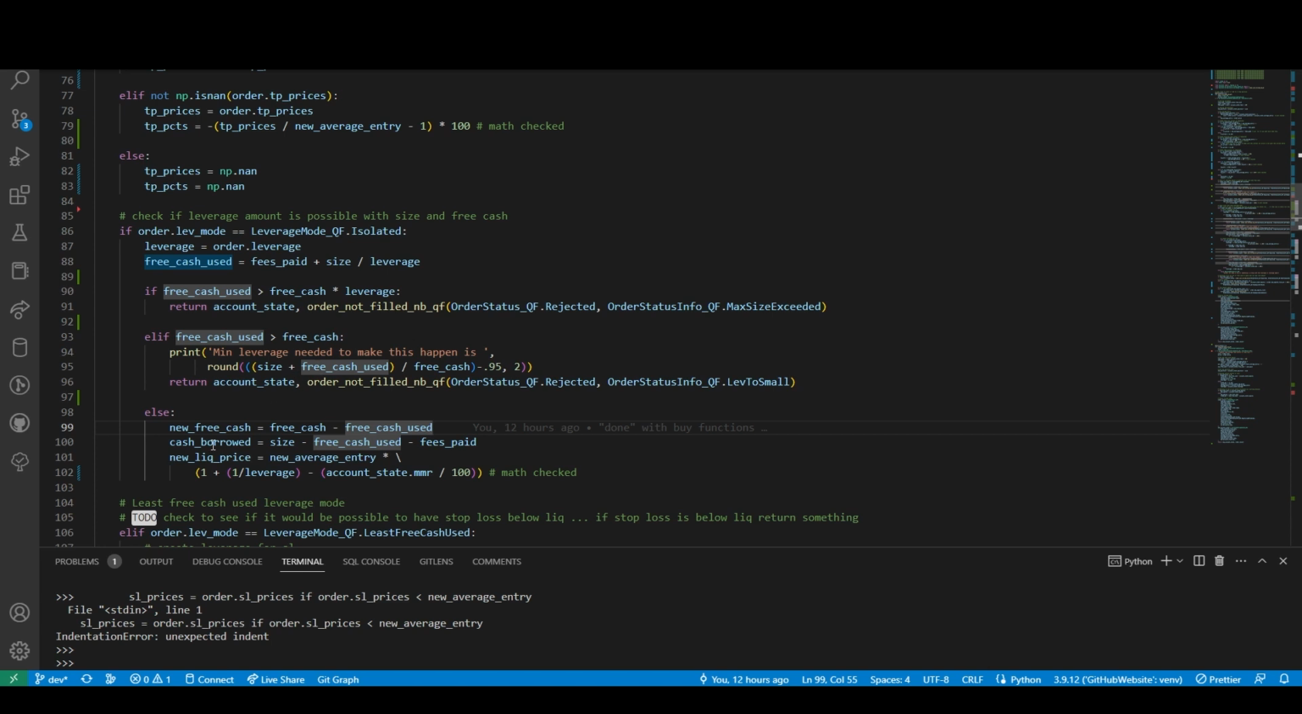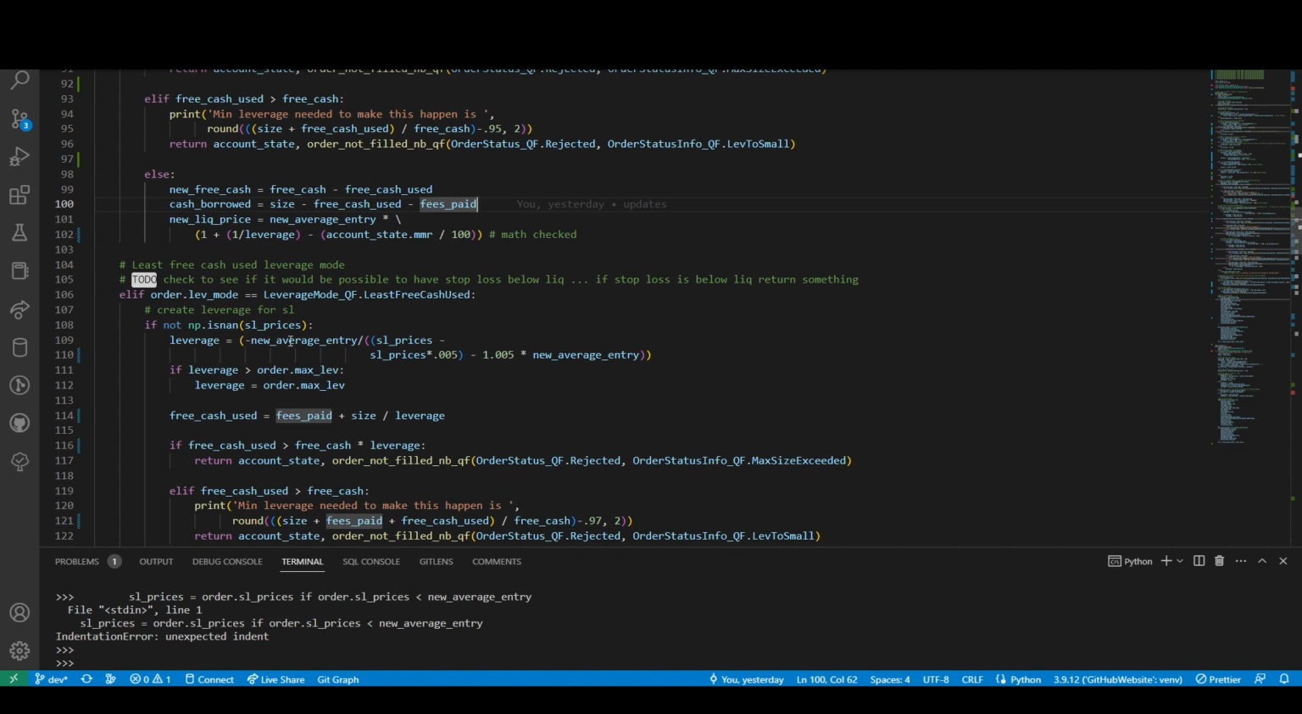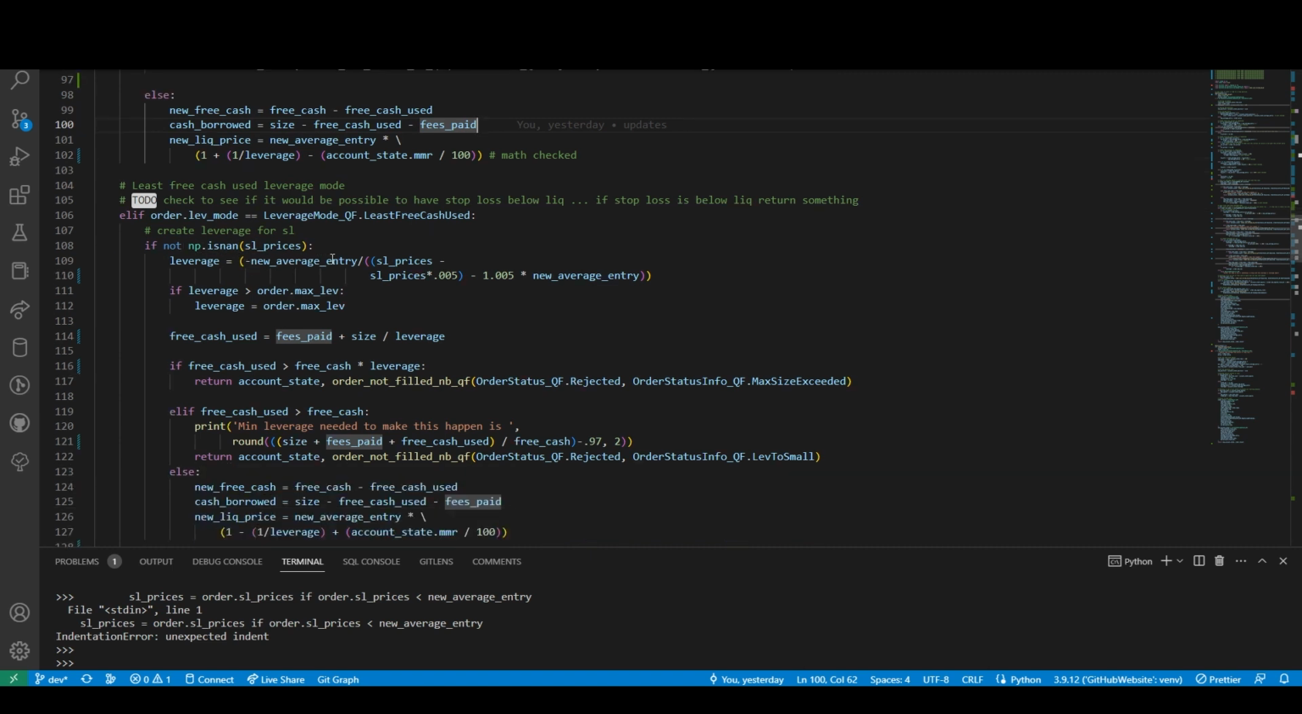Free cash, free cash. New free cash is free cash minus free cash used. Okay, cash borrowed, that makes sense. New liquidation price, okay, that needs to change. Leverage equals... I think that leverage, new average entry divided by stop loss price. Oh yeah, it does. I remember this. This needs to be like plus, and this needs to be like 0.995. I should have kept my other cell. Yeah. I was gonna check to see if I could go back in the commits, but I don't want to do that.